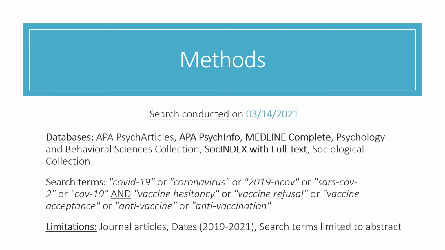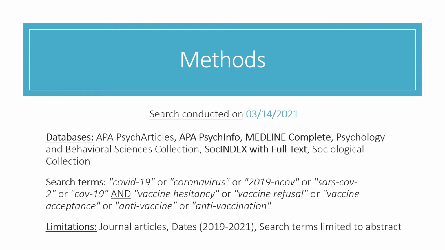And so moving on into the methods, I conducted a search on March 14th of this year using the CalU Mandarino Library website. I included 6 databases, the main characters here being APA PsycInfo, Medline Complete, and SocINDEX, but all 6 are listed there.